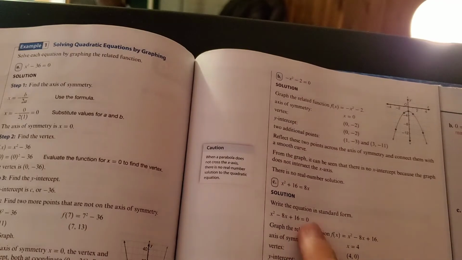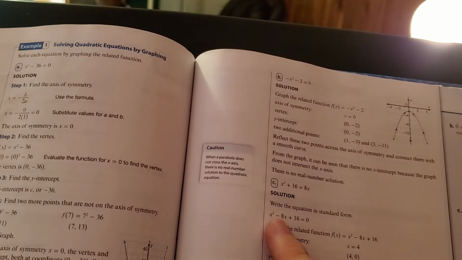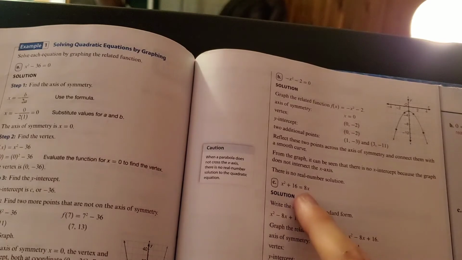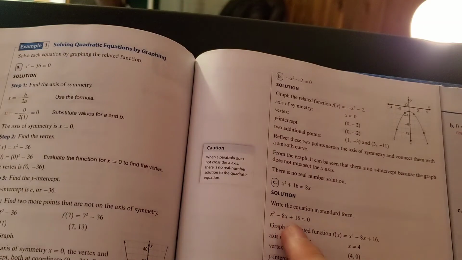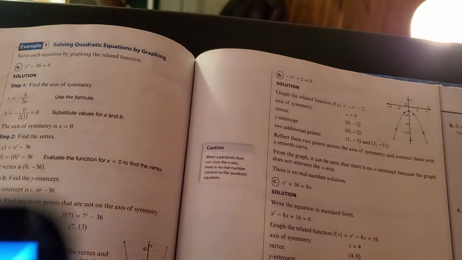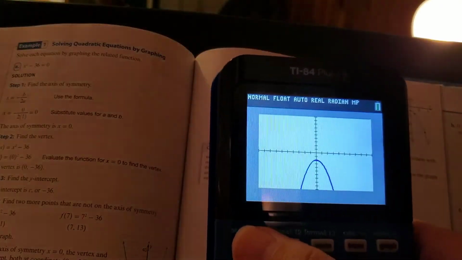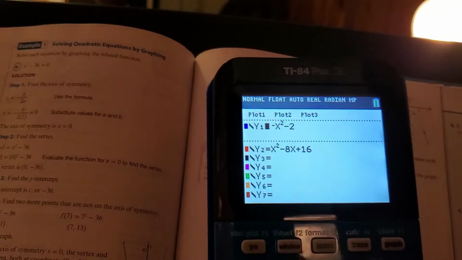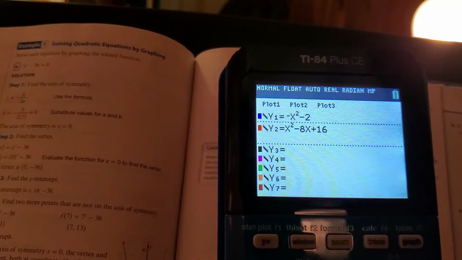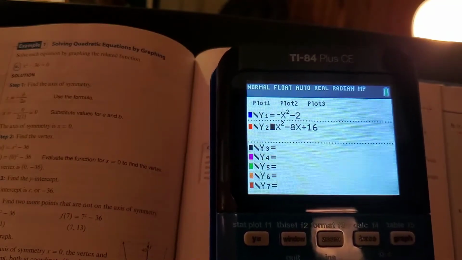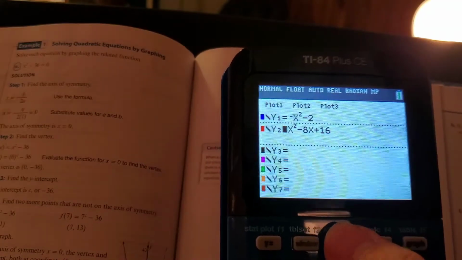Well, what I did was, right here, I moved the 8x from the right to the left by subtracting it. So it's going to be x squared minus 8x plus 16. And again, I'm going to graph it. So in my calculator, I'm going to go back to the y equals and deselect, or press enter in the equal sign for the first one, and go down to the second one and press enter in the equal sign. So then I'm going to put graph 6.